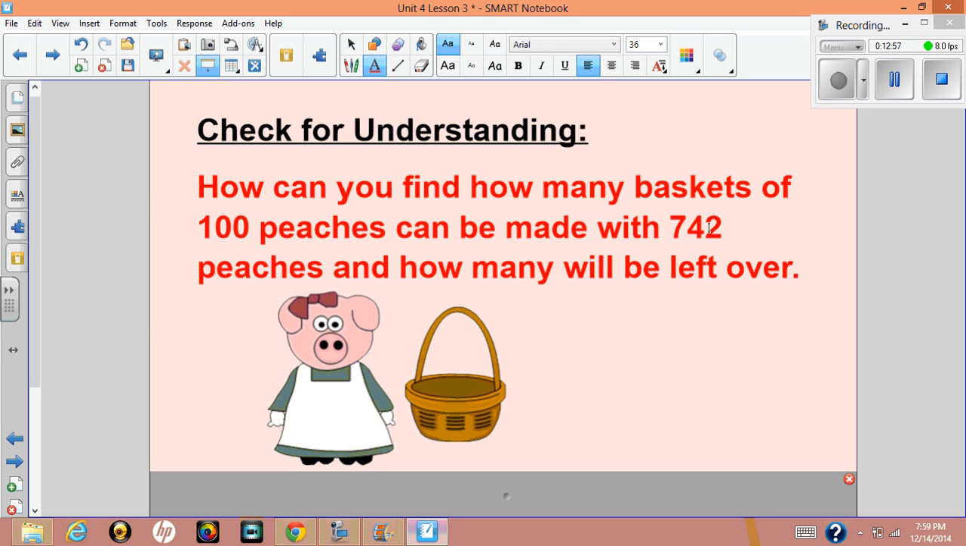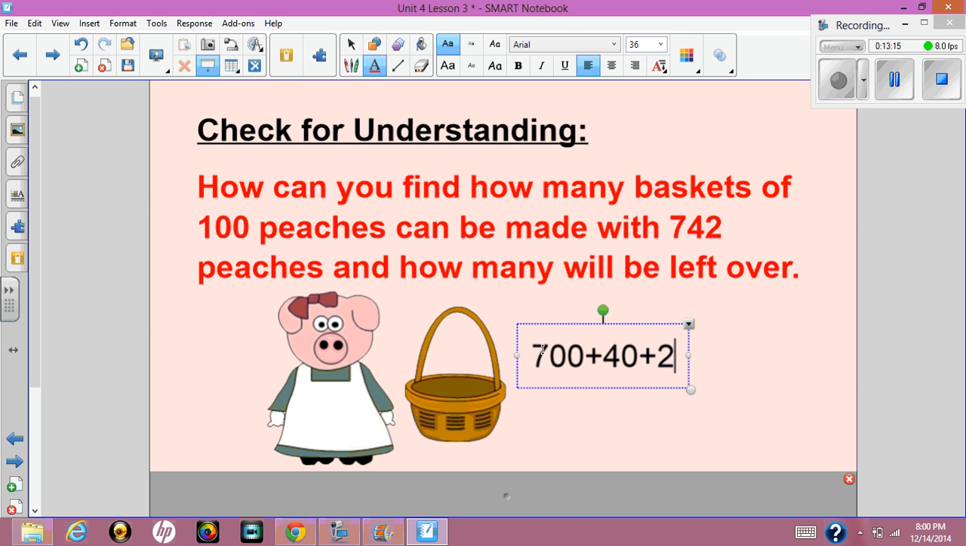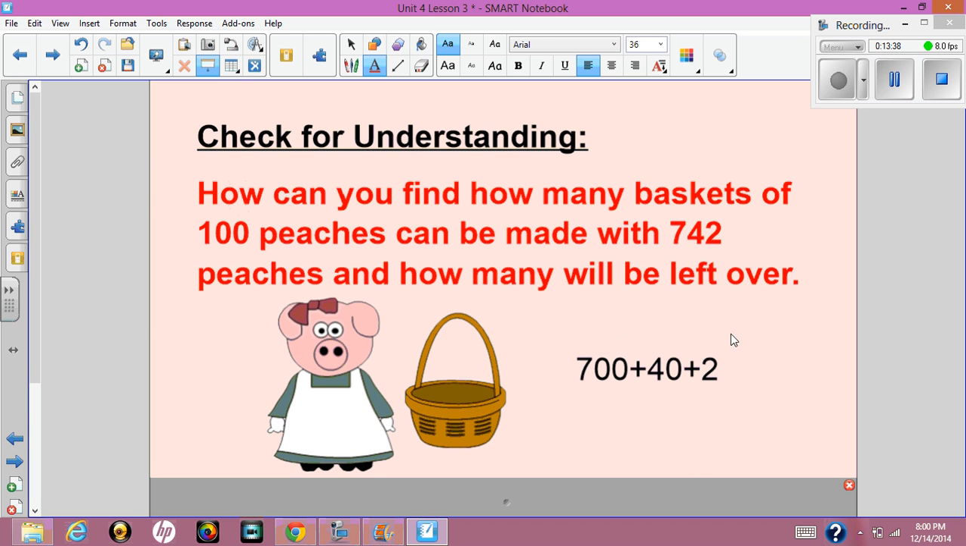Well, if we were to write 742 in expanded form, we would simply write 700 plus 40 plus 2. Well, if there are 700 peaches and we need baskets that will hold only 100, we would need 7 baskets. And how many will we have left over then? Here is what we would have left over.